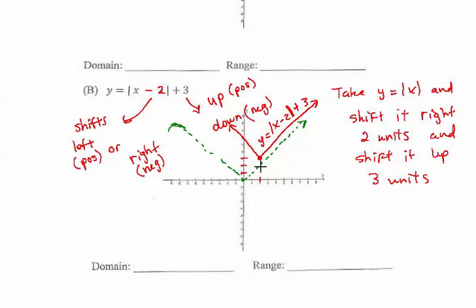Alright, and so no matter whether we shift it left or right, the domain is going to work out to be the same, all real numbers. But now the range, we no longer start at the origin, we've shifted it up. So now the range starts at positive 3 and goes to infinity.